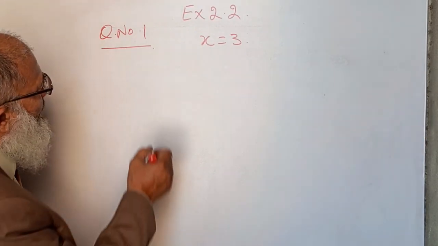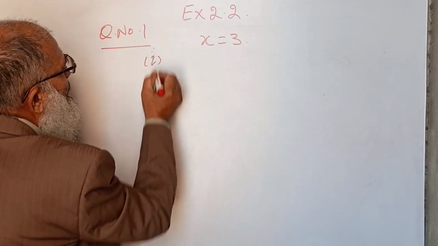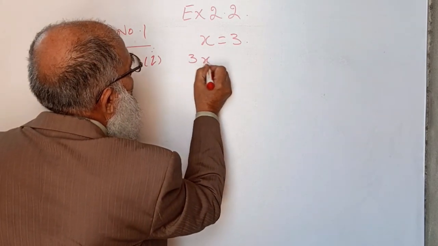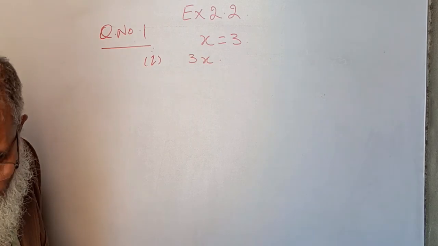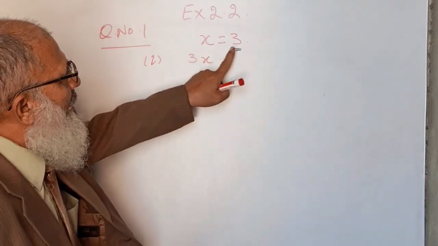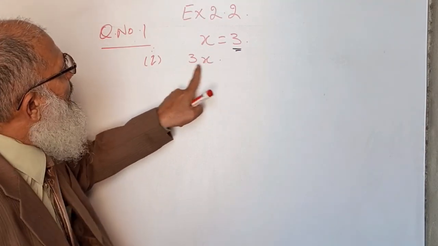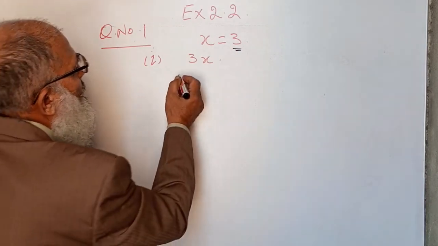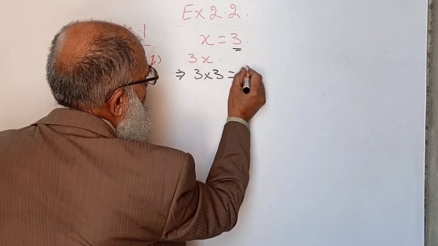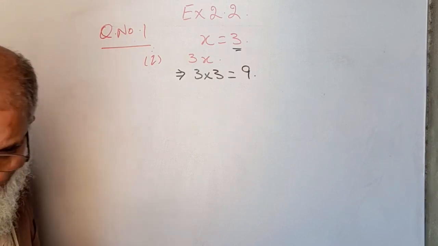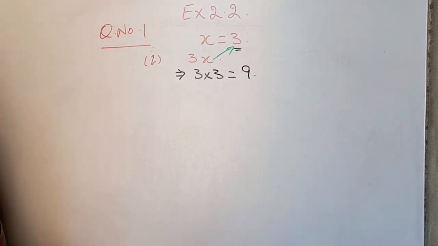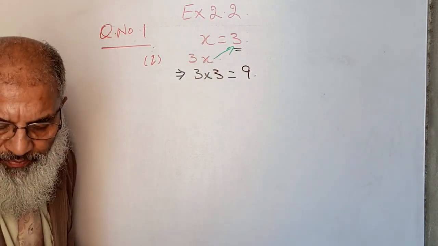So the first part, which is almost the easiest part, is 3x. Now what do we have to substitute? We have to substitute 3 instead of x. So what we do here is 3 multiplied by 3, that is equal to 9. You see that this x has been substituted with 3, which is given to us.